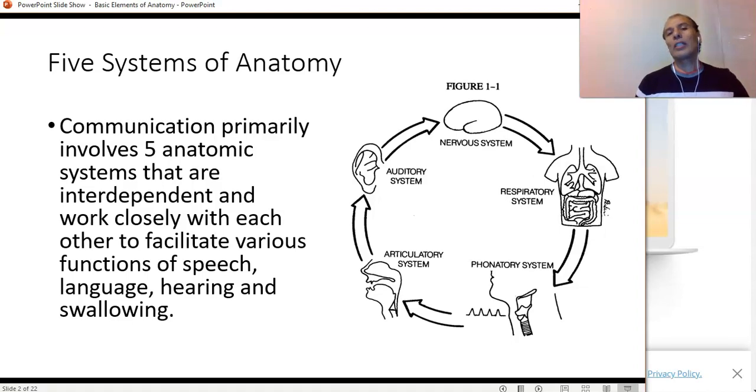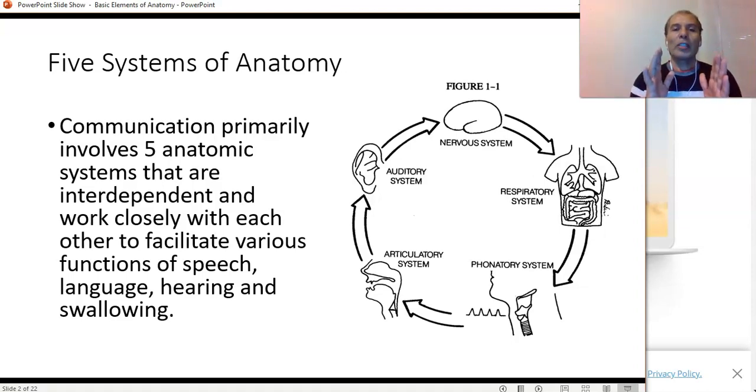So the systems are not really distinctly separated in a clear-cut way. However, we tend to simplify things, and we tend to make boundaries for them so that we can simplify them in the best way for our students. So communication begins with the nervous system.